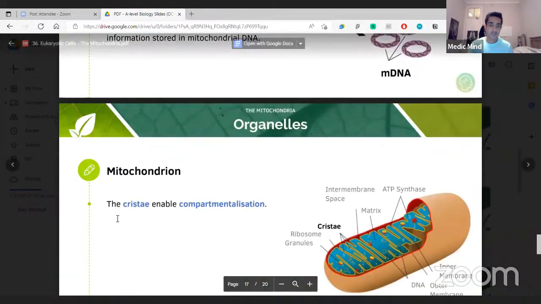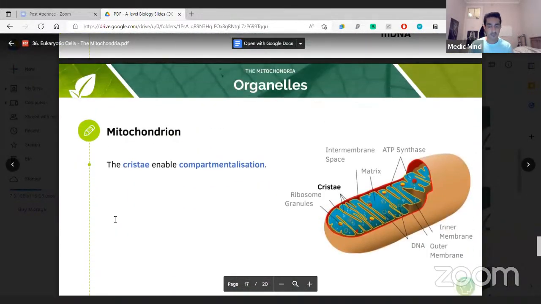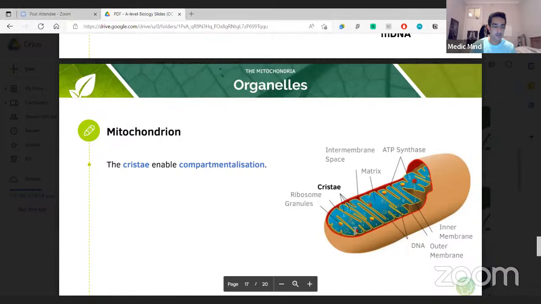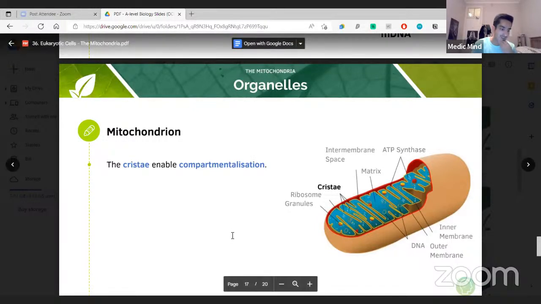And the cristae help to enable compartmentalization. Does anyone know the definition of the term compartmentalization? You've reached about October in your A-level process, so you should have heard of it by now. A lot of the AS people and the A2 people, I expect both of you to have heard of this. What is compartmentalization?